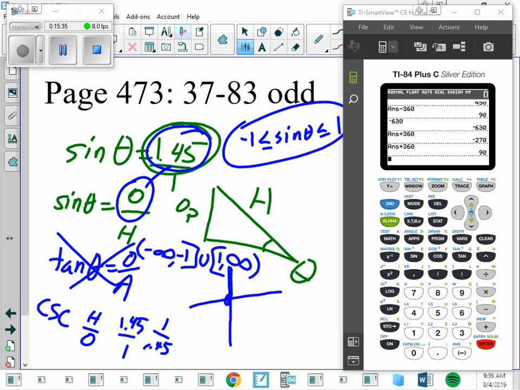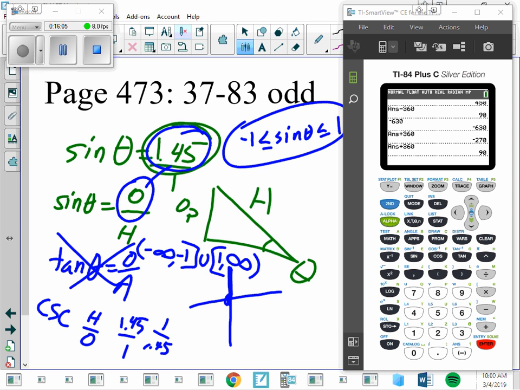Cotangent compares A and O, and there are no restrictions. It's an unlimited domain. Sine and cosine have to be between -1 and 1, and then cosecant and secant have to be everything but those numbers from -1 to 1. So you're just going to say yes or no, depending on what the ratio is.